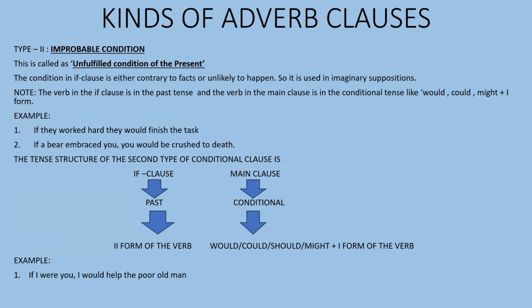So the sentence structure of the second type of conditional clause, that is improbable condition, is: if clause plus past tense, second form of the verb. Main clause plus conditional, would, could, should, might plus first form of the verb. If I were you, I would help the poor old man.